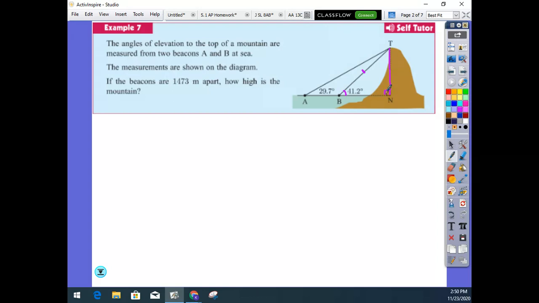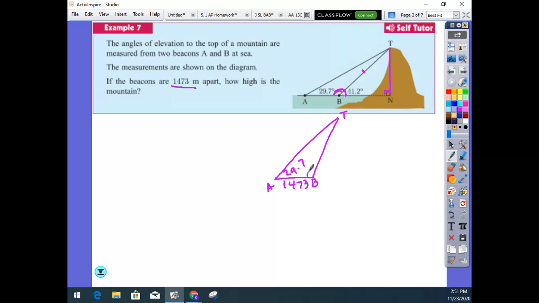What do we know? All right. Can you figure this angle out? Well, if this angle is 41.2 and this is 180, I'm going to draw A, T, B. I'm going to draw this out. Okay. So this is 29.7. The distance from the beacons A to B is 1473.